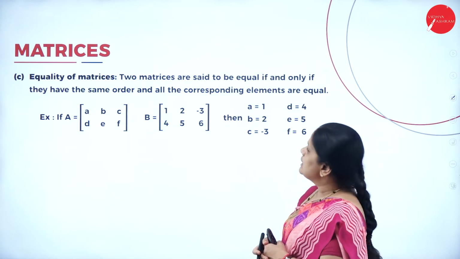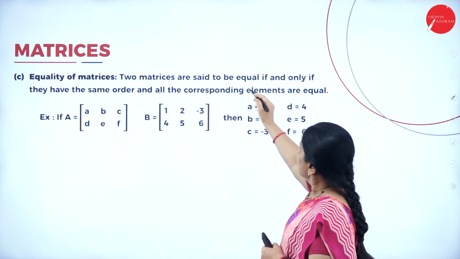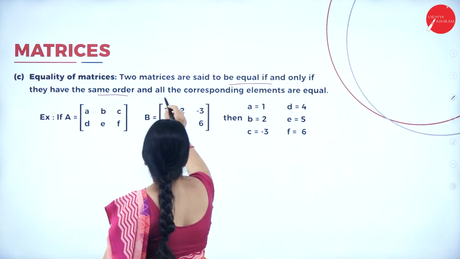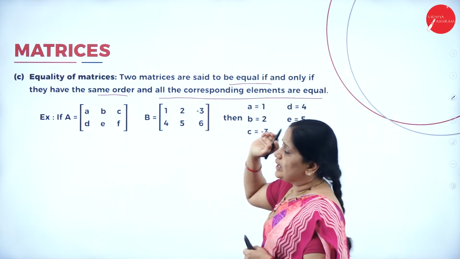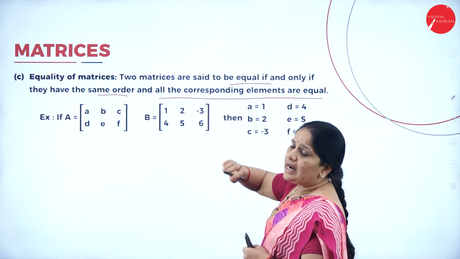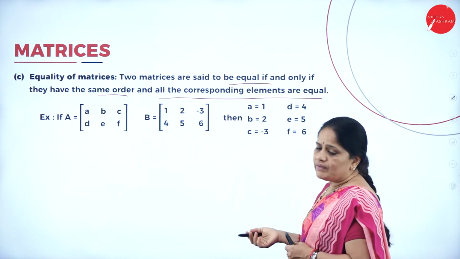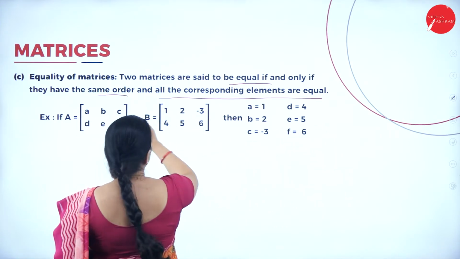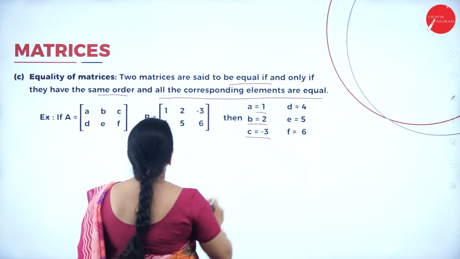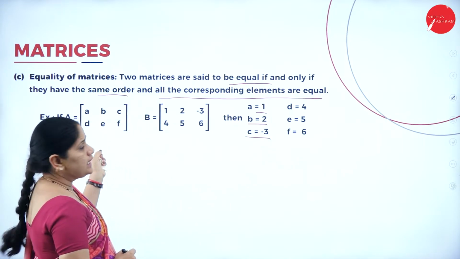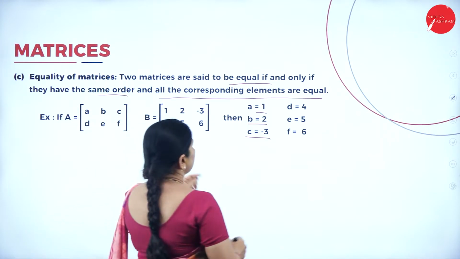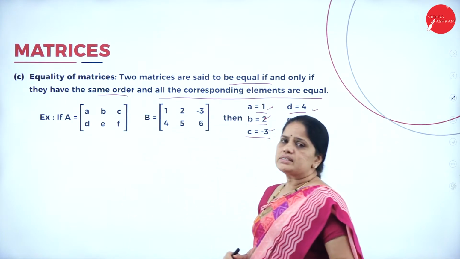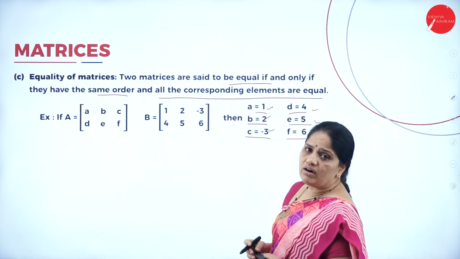Then, next, equality of matrices. Two matrices are said to be equal if and only if they have the same order and all the corresponding elements are equal. Then we can say that the matrices are equal. Now, if you can see here, A equals 1, B equals 2, C equals minus 3, D equals 4, E equals 5 and F equals 6. So, when we have equality in these numbers, then we call it the equality of matrices.